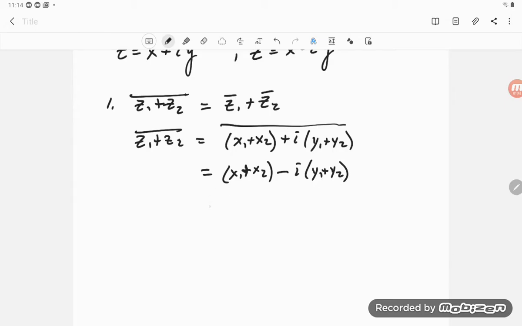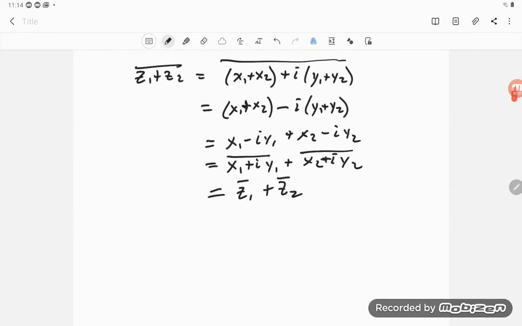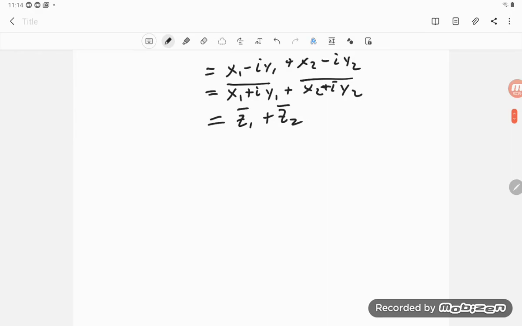And now I just split everything up, and I have x1 minus i y1 plus x2 minus i y2. And then that is the conjugate of x1 plus i y1 plus the conjugate of x2 plus i y2. And so there's my z1 conjugate plus z2 conjugate. So that's the idea in most of these proofs.